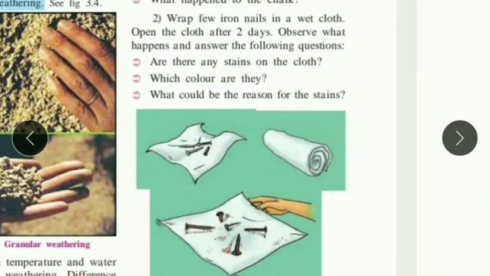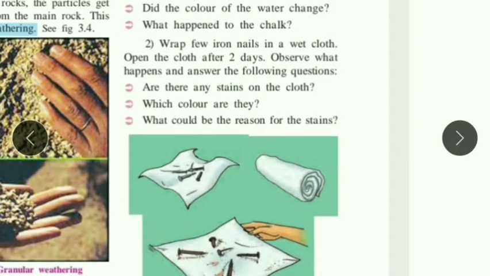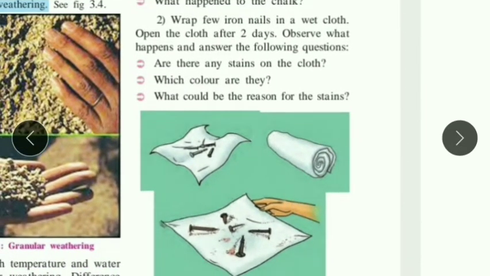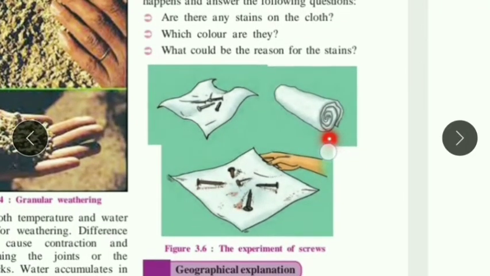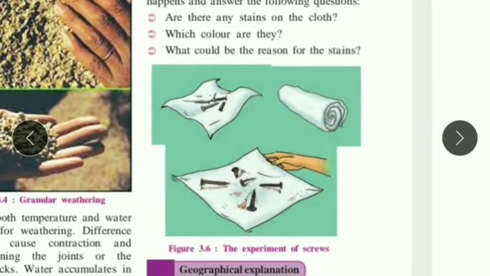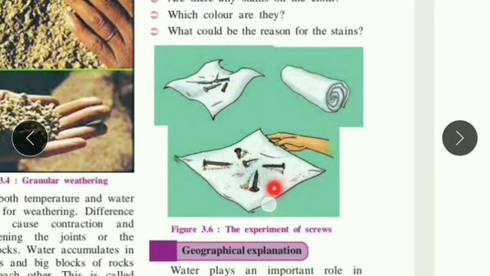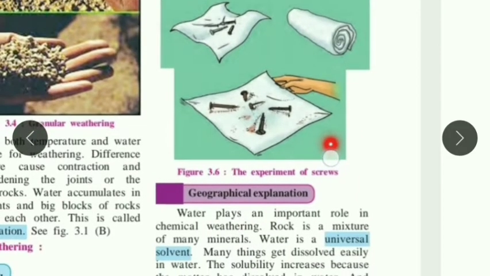You have to take a few nails in a wet cloth. You have to keep the nails in that wet cloth for 2 days, and observe what happened after 2 days. Do you see any stain on the cloth? Yes, we are seeing. See, here are some stains. And what color is that stain? That is a red color stain. What could be the reason behind this? Have you ever thought what could be the reason?